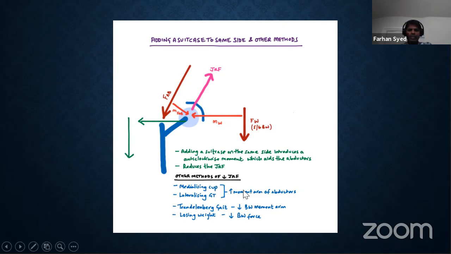There are other ways with which you can reduce the joint reaction force. These include medializing the cup, where when you are doing your hip replacement, medializing the cup will increase the moment arm for your abductor force and help to decrease the force required in the abductors. Similarly, you can increase the moment arm by lateralizing your greater trochanter. The other two which we are aware of are losing weight and Trendelenburg gait. What Trendelenburg gait does is shift your center of mass laterally and increase the moment arm. And as we know, by increasing the moment arm, you decrease the force required from the body weight.